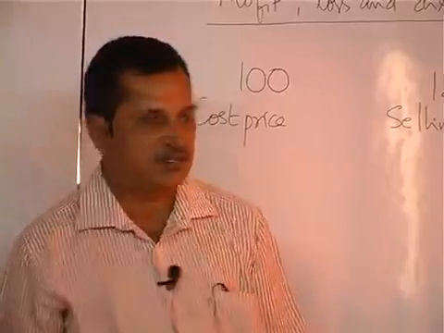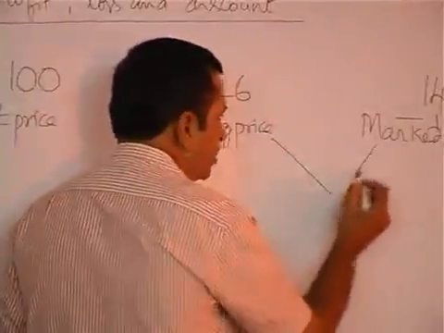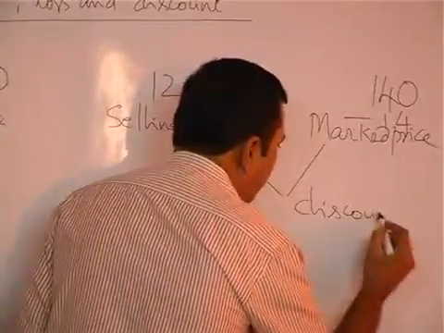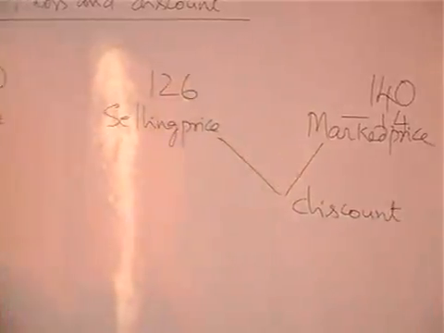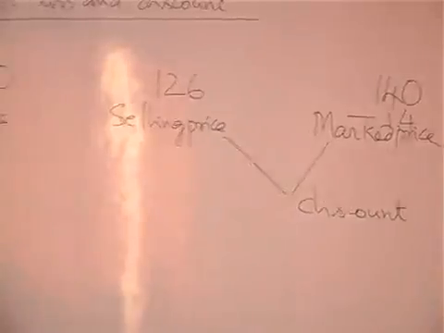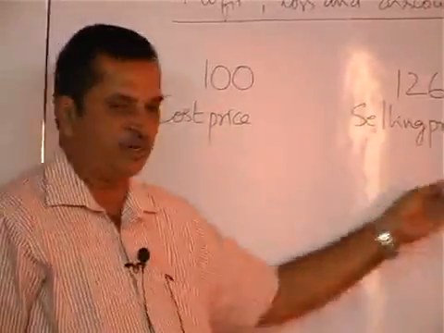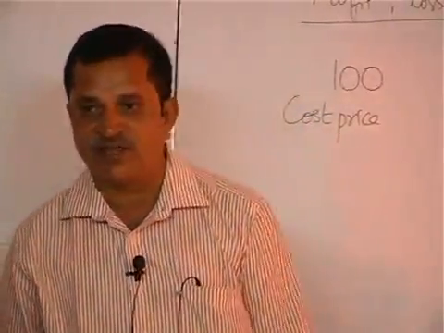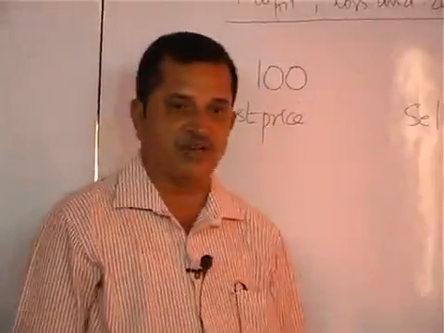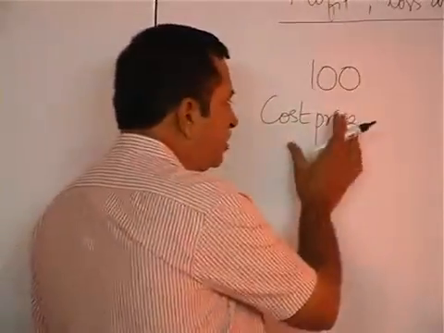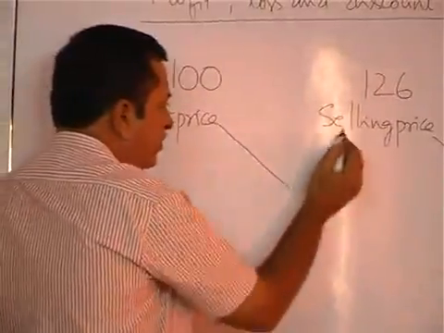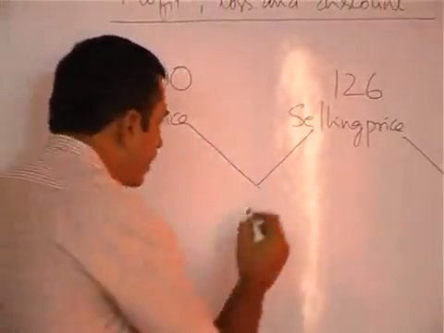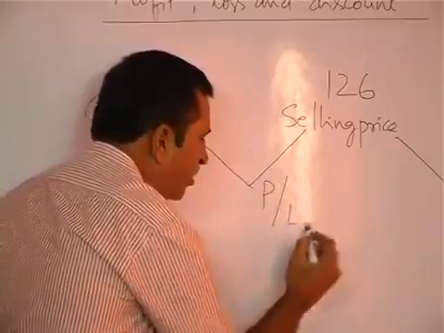So what happens here is, between the selling price and marked price, in the name of discount, the customer's ego will be satisfied. That is more important to the businessman. Between 140 and 126, 14 rupees discount was given only to me, for others it is 140. Customer ego will be satisfied. And at the same time, a 100 rupees article sold for 126, the shop people got a profit. So between the cost price and selling price, there may be either profit or loss.